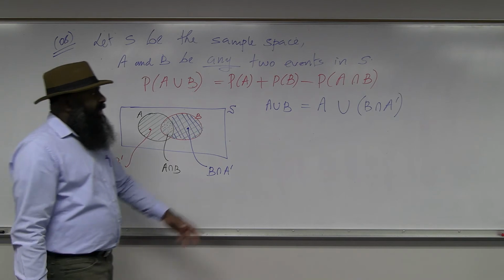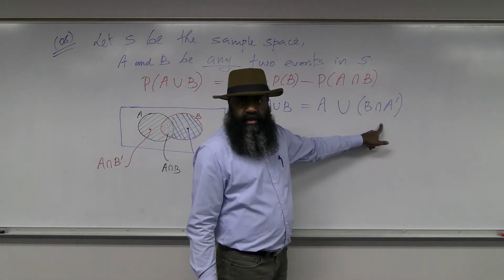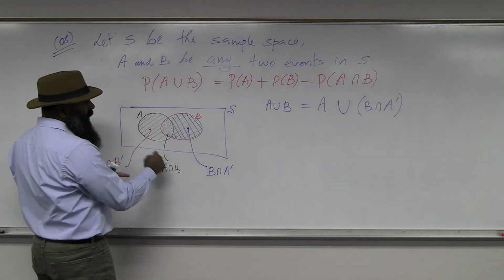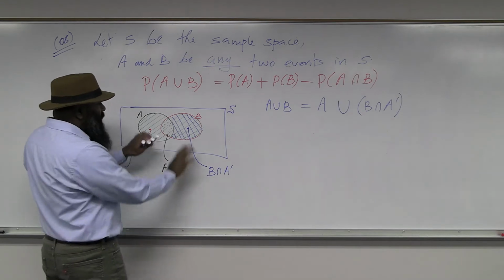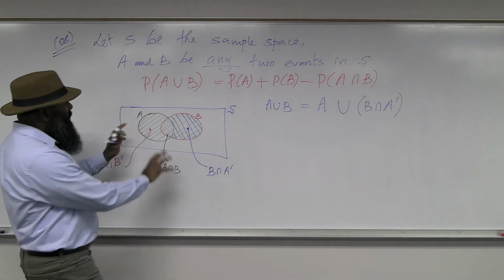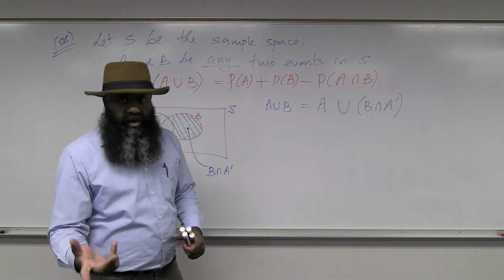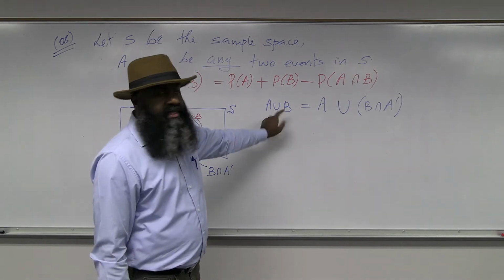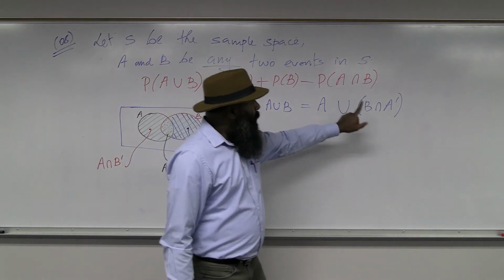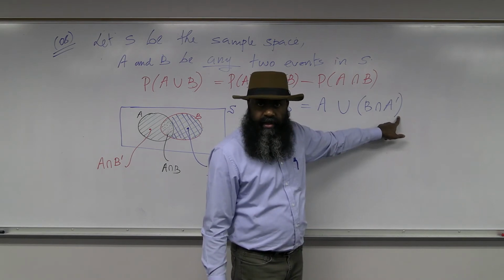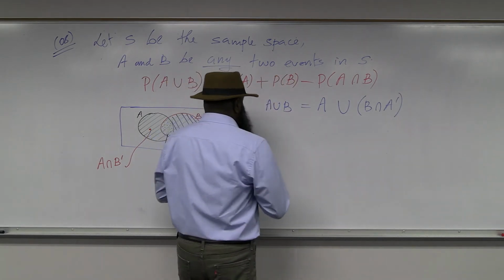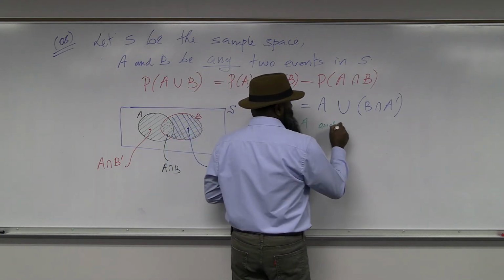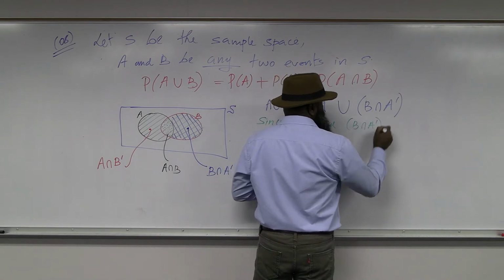Now if you look at these two sets, aren't they mutually exclusive? Of course this is A and this part is B intersection A prime. They are mutually exclusive. There is no intersection between those two pieces. Therefore, using the third basic axiom, I can write down the probability of A union B as probability of A plus probability of B intersection A prime. Okay? I will write it as that, since A and B intersection A prime are exclusive.